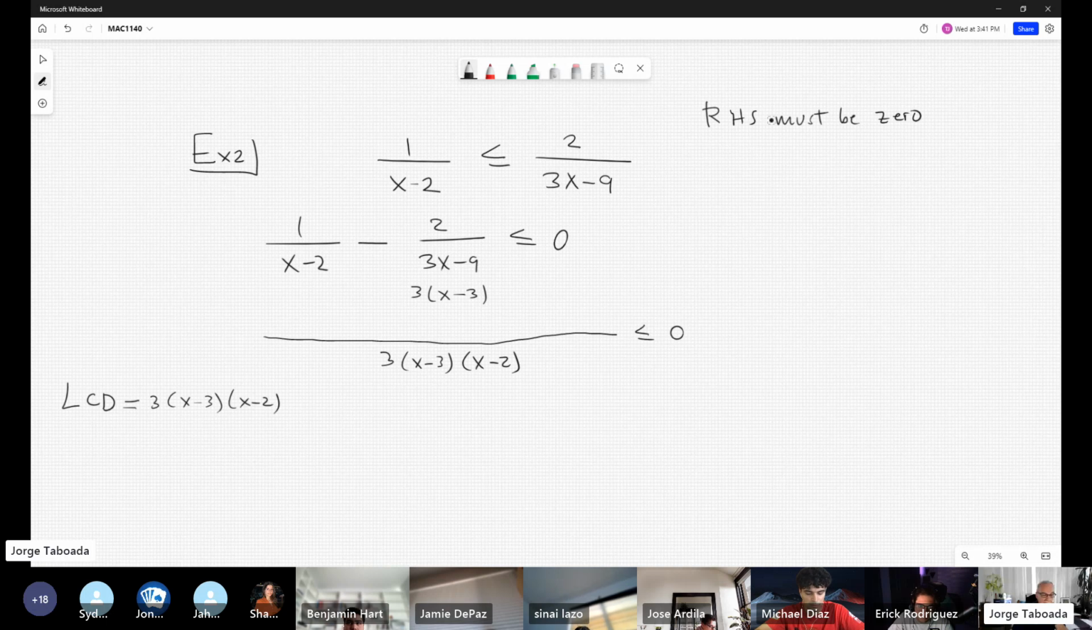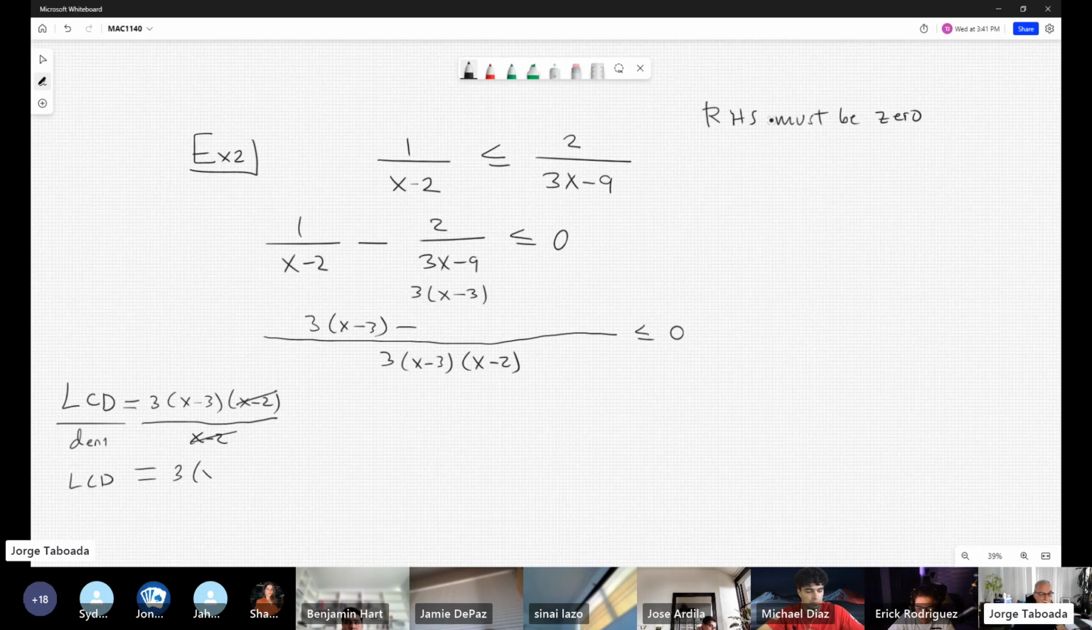Now, doing our best intermediate algebra, easy. You divide the LCD by denominator 1. Who is denominator 1? Denominator 1 is x minus 2, right? This is denominator 1 in the first fraction. Of course, this cancels and what stays is 3, x minus 3, times 1, which is invisible. Minus, do you follow me? LCD again: 3, x minus 3, x minus 2.